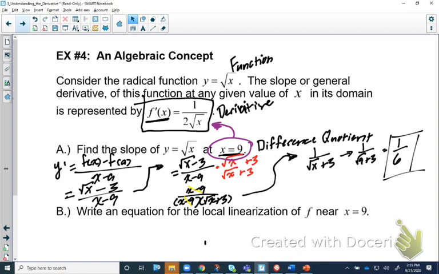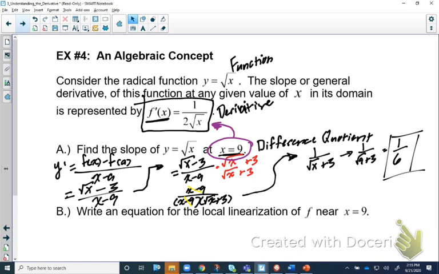I want to know the actual slope, and that's what the alternate form gives me. But you can see that if you plug the 9 into the derivative that was given to you, you still wind up with the slope of 1/6. So now what it's asking you to do, it says write an equation for the local linearization. What's the equation of the tangent line at this point where x is equal to 9?